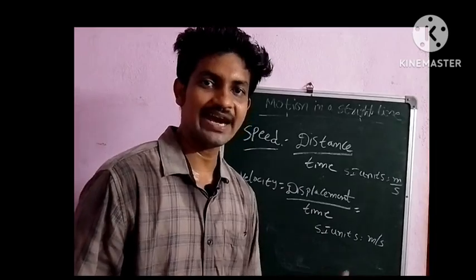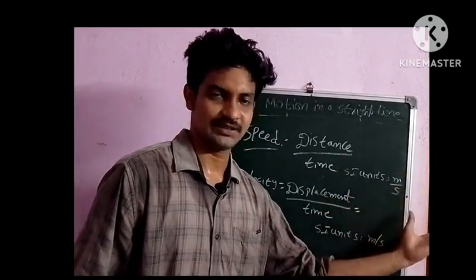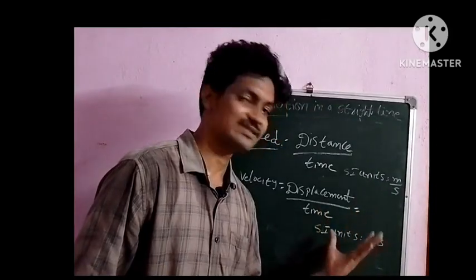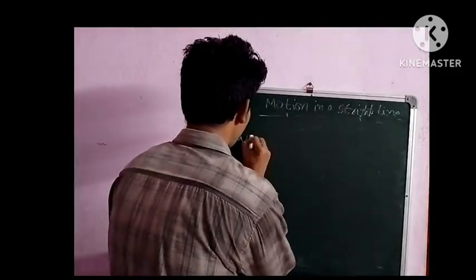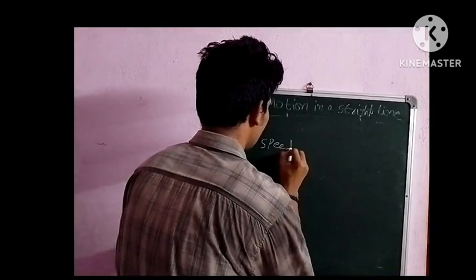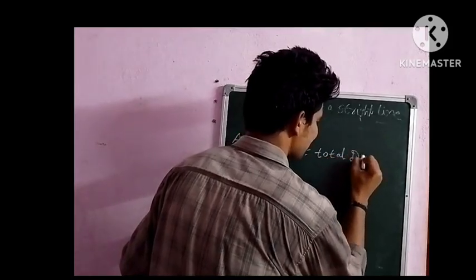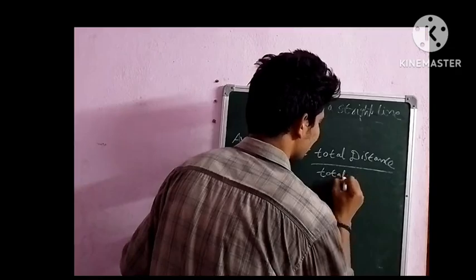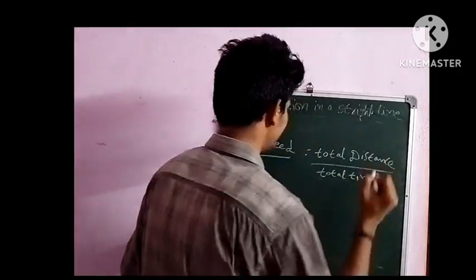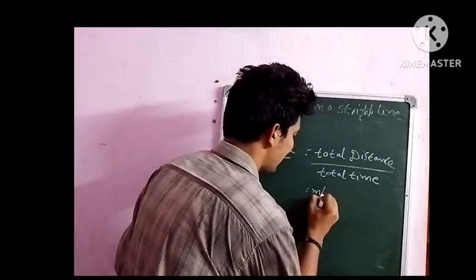What is the average speed and average velocity? Total distance by total time is average speed. Total displacement by total time is average velocity. Once I write it: average speed is total distance by total time. This is nothing but average speed. Units are the same, meter per second.